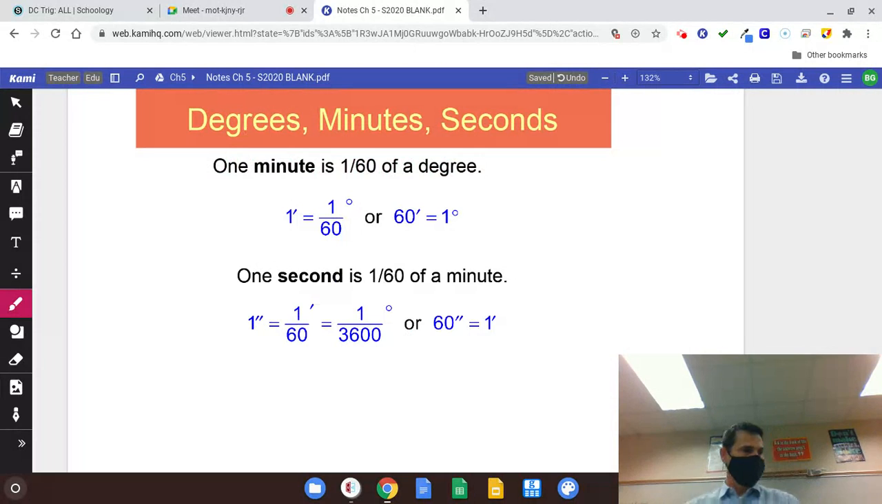Now, here's a part that's kind of tricky, I think. Okay? Degrees, minutes, and seconds. Hundreds or even thousands of years ago, before they had calculators, okay? They didn't have calculators to do their tough calculations, okay? And in fact, they didn't even use base 10.